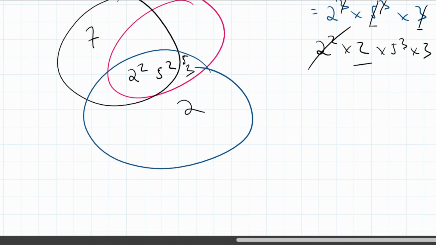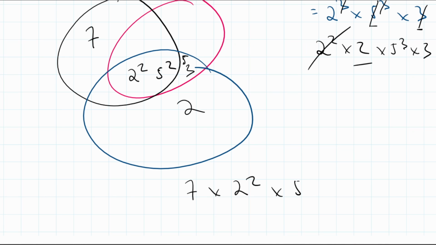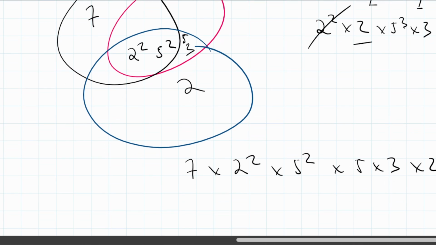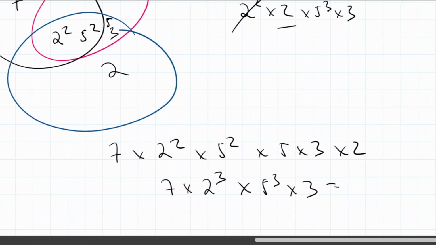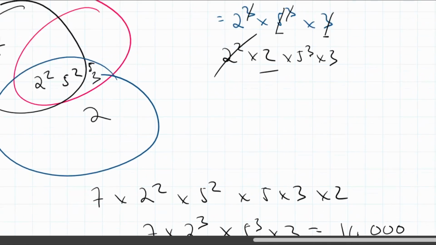So then we want to find the lowest common multiple. We just multiply all of these together. So 7 times 2 squared times 5 squared multiplied by 5 multiplied by 3 multiplied by 2. Okay, which is equal to 7 times 2 cubed multiplied by 5 cubed multiplied by 3. And you can put that into your calculator to find the lowest common multiple. And so you should get an answer of 14,000. Okay, so that is your lowest common multiple.